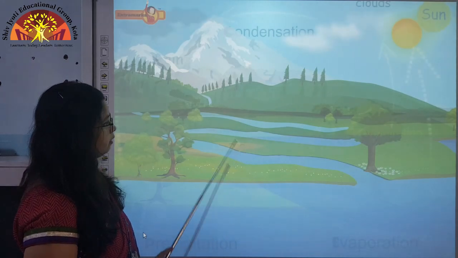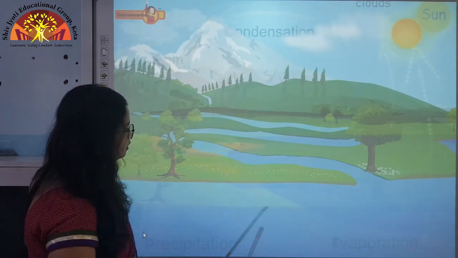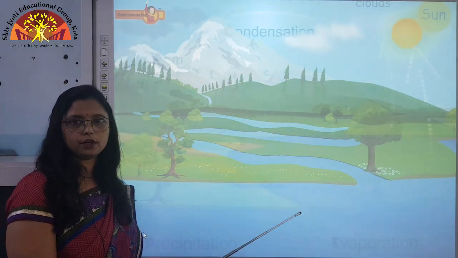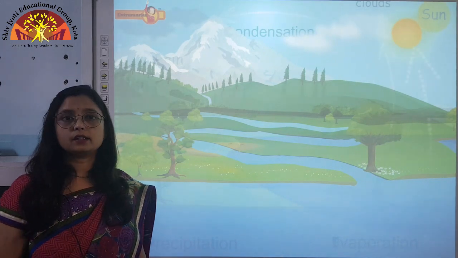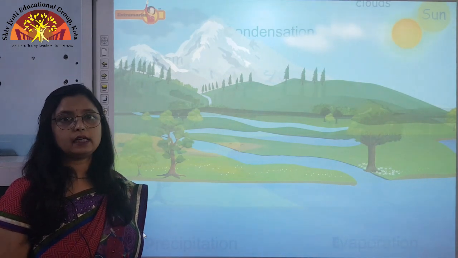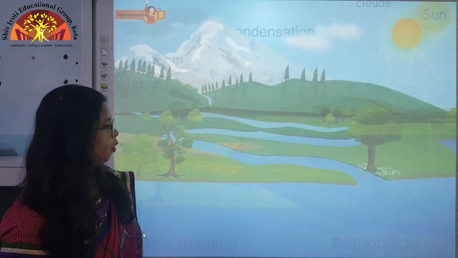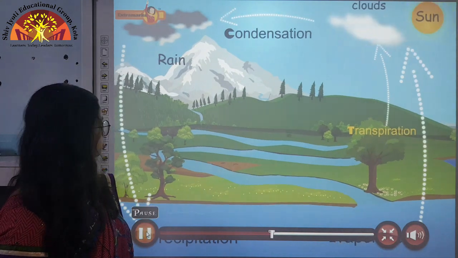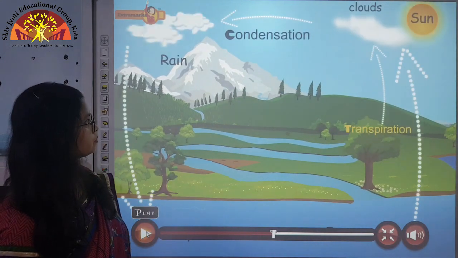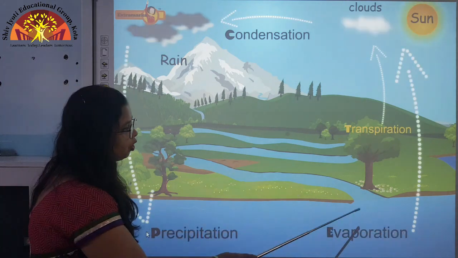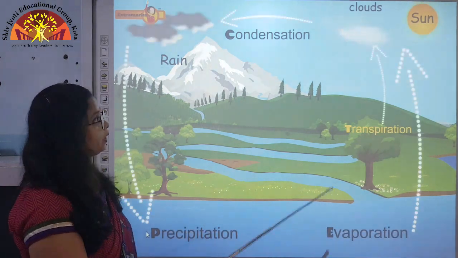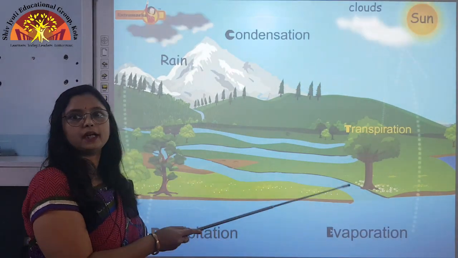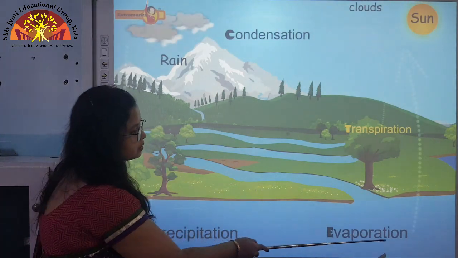So children, here this is the water cycle. Now you can see this is the water body where water is present. This water is called surface water, and the water body can be anything. It can be a lake, ocean, sea, pond, anything. Okay. Now what happens over here? See children, the water present in these water bodies, when heated up by the sun's heat, gets converted into gaseous form, that is water vapor, and the process here is called evaporation.